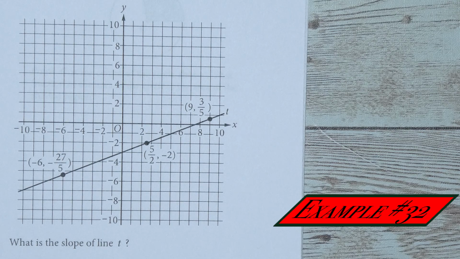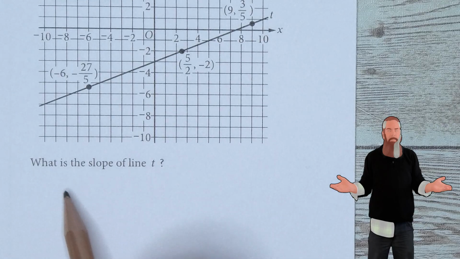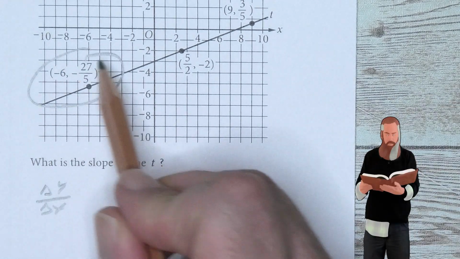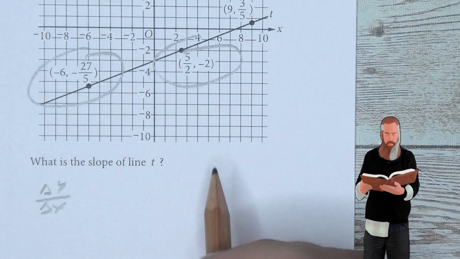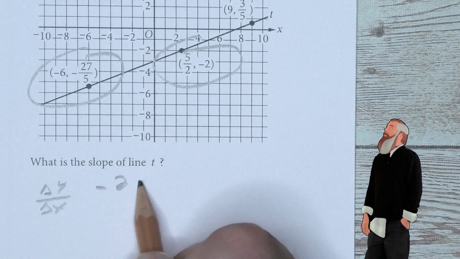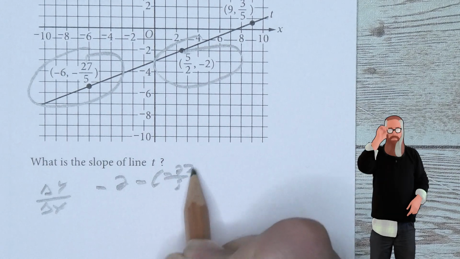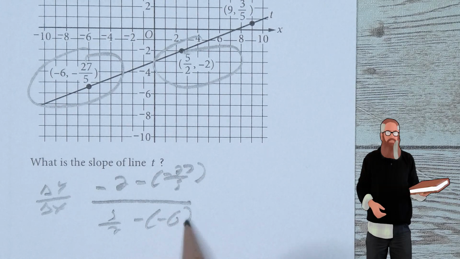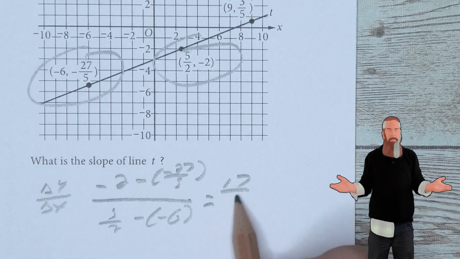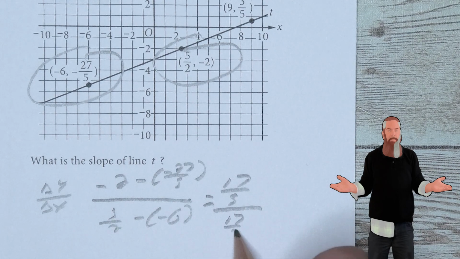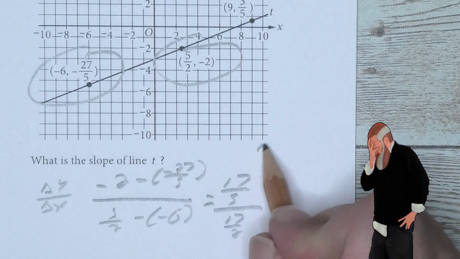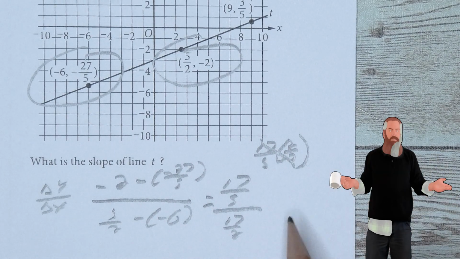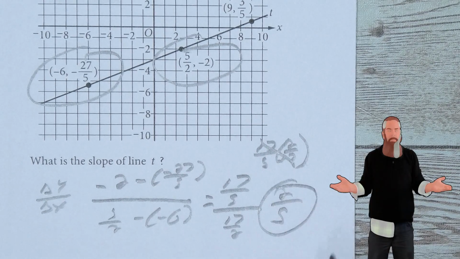What is the slope of line T? We're going to use the slope formula where we simply say change of y over change of x. And we're going to use two easily identifiable points, meaning we're going to wind up with -2 minus -27/5 over 5/2 minus -6. This is going to give us 17/5 over 17/2, which we could simply rewrite as 17/5 times 2/17, eliminating the 17s, giving us 2/5 is the answer.